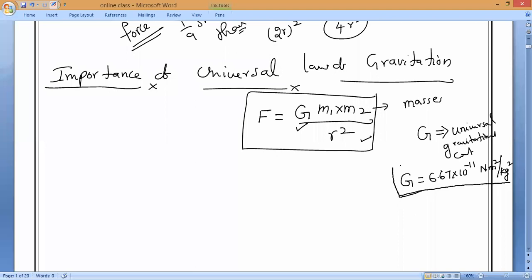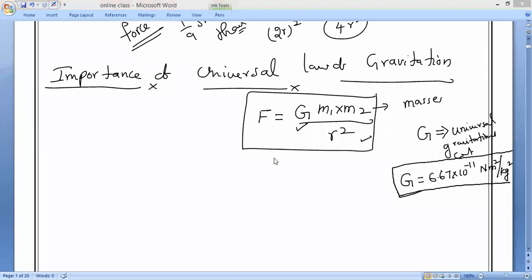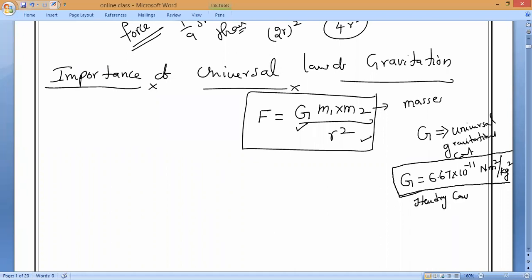So Akilan, who has given this value? Who has derived this value? Mr. Gokul? Henry Cavendish. Arun Kailash? Yes, please. Who was Henry Cavendish? Henry Cavendish. Understand? So now let us come to the importance of the universal law of gravitation.